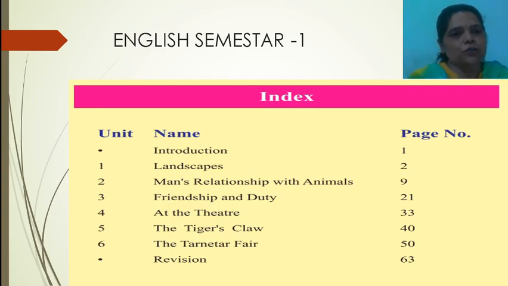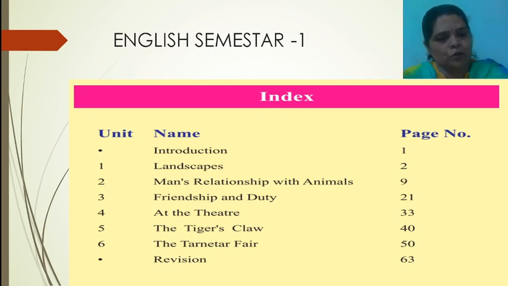So today we are going to learn. This year our English book has changed. Again, it is the state board book. In this we are having two books: English semester 1 and semester 2. In semester 1 we are having 6 lessons, 6 units, and in each unit we are having lots of activities. Okay. So let us start with the first lesson, which is called Landscape.